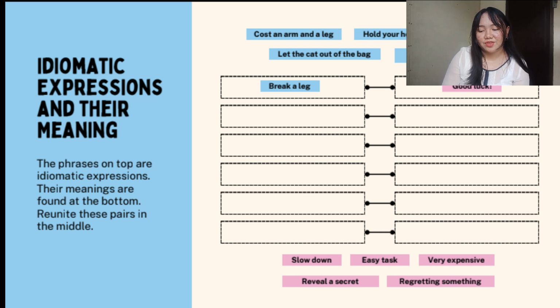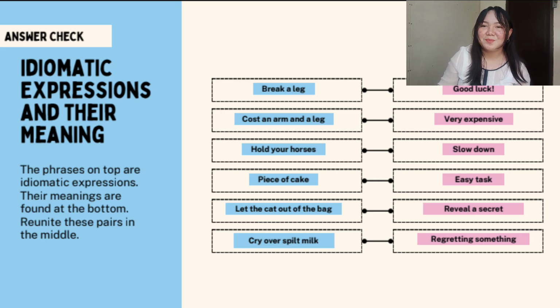The phrases on top are idiomatic expressions. Their meanings are found at the bottom. Reunite these pairs in the middle. Idiomatic expressions and their meaning. Let's reveal the answer. Are you ready? Okay. Who got the perfect score? Oh, you got the perfect score. That's great. I'm happy. Let's move on to the comical hyperbole.